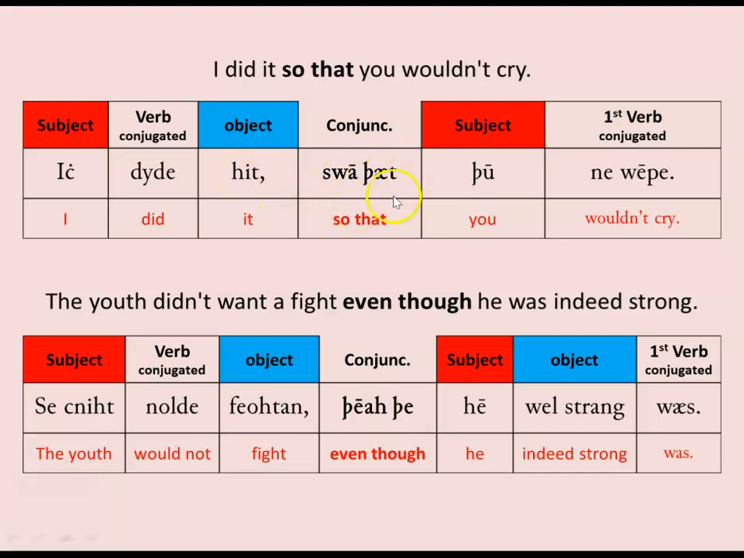So, swath that. So that. Thu ne wepa. You, not weep. Verb at the end. Well, there's only two words in this clause, so there's no choice. The verb has to be in the second place, which is the end. So, thu ne wepa. Okay, new subject. That's you in this clause here. It's a separate dependent clause. It depends on this. So that you wouldn't cry.